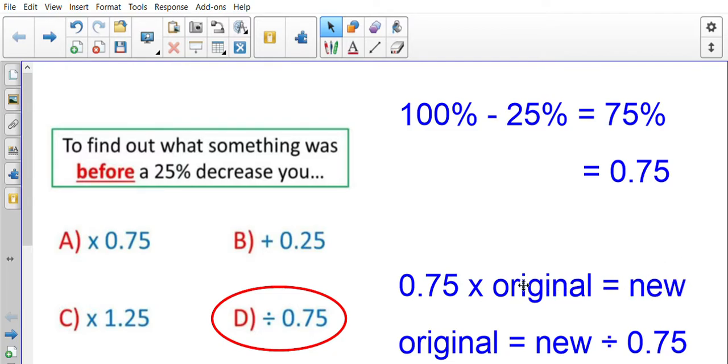So to get back to this original amount, we have to divide each side by 0.75. Hence why the original amount is equal to the new amount, which is divided by 0.75. And that's why your answer is D.